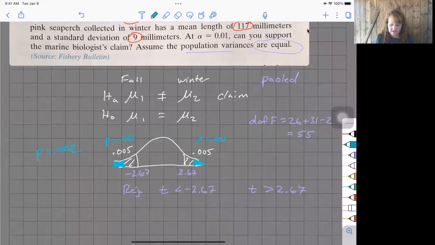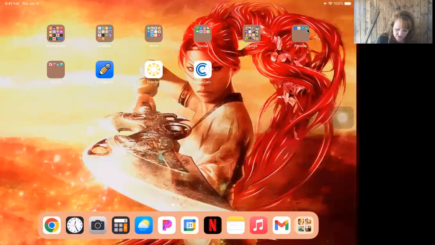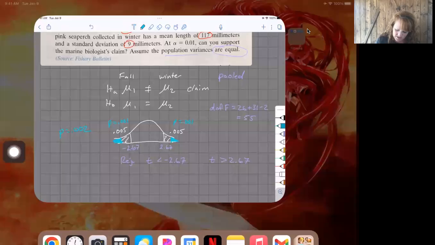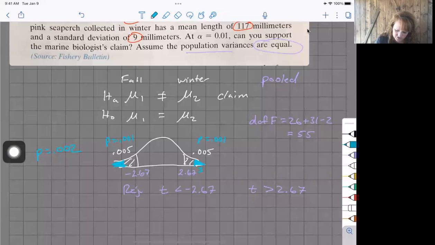And if you want to compare your standardized test statistic, it's 3.26. So it is obviously 3.26, way higher than 2.67. So either way you compare, you are going to reject H naught.